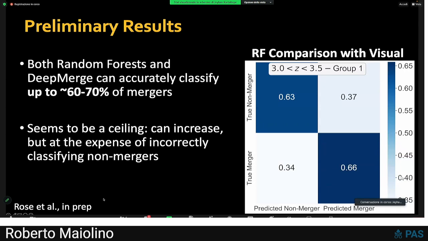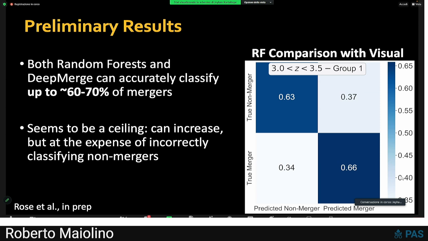So just to quickly highlight the preliminary results, what we've found is that both the random forests and DeepMerge can correctly classify up to about 60 to 70% of galaxy mergers. And then it seems to hit a ceiling. And there's a trade-off. You can improve this, right? You can correctly classify more mergers, but only at the expense of incorrectly classifying non-mergers.